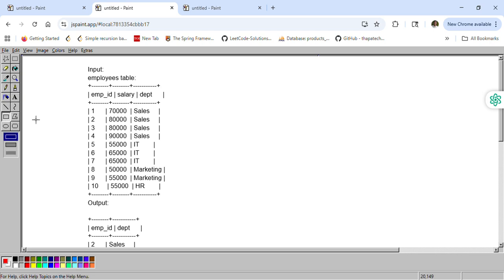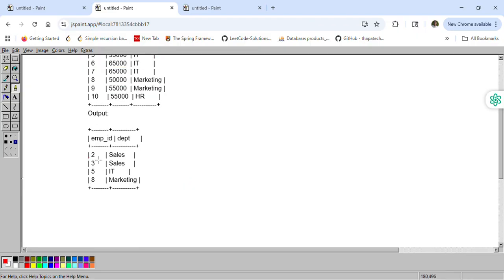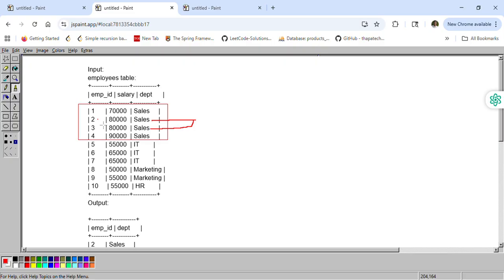So this is one example that's given to us. For the sales department, these are the four records. Which is the second highest here? You will see that two second highest salaries are here, right? This is one and this is another. Both are second highest. So you will include 2 and 3 for sales, because they have the second highest salary, 8,000. For the IT department, you have 3 records.